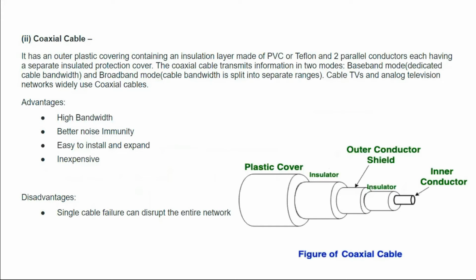The next one is coaxial cable. It is the cable we use for cable channels and television networks. It has an outer plastic covering containing an insulation layer made mostly of PVC or Teflon material, and two parallel conductors, each having separate insulated protective covers. It transmits information in two modes: baseband mode, with dedicated cable bandwidth, and broadband mode, where it is split into separate ranges for each connection.